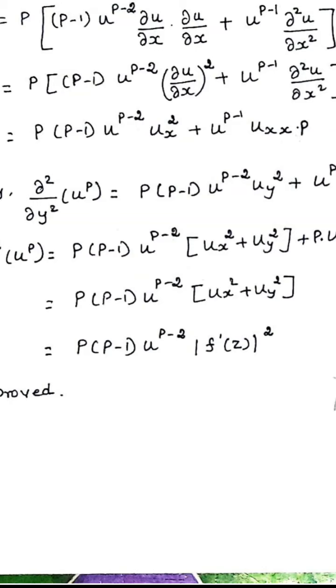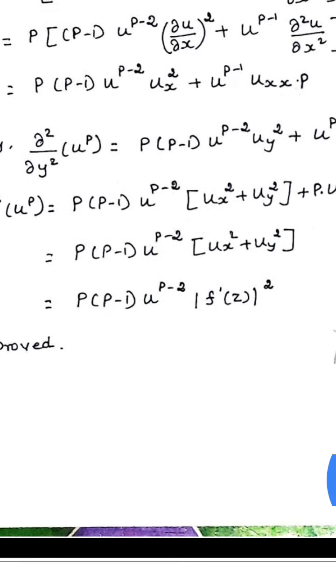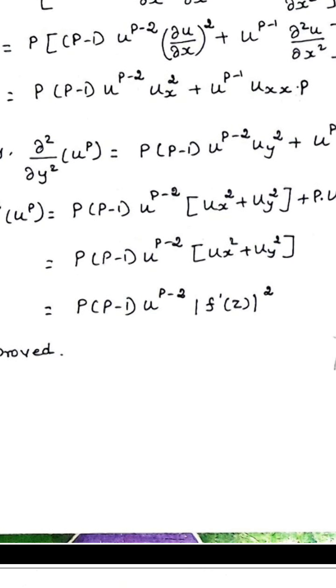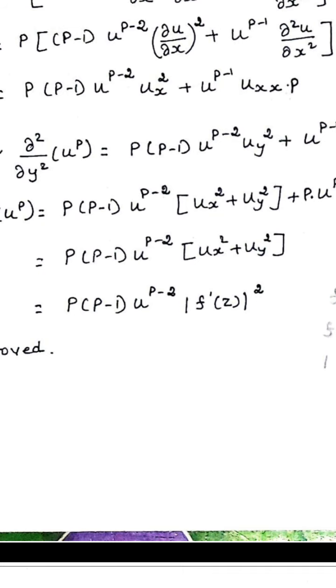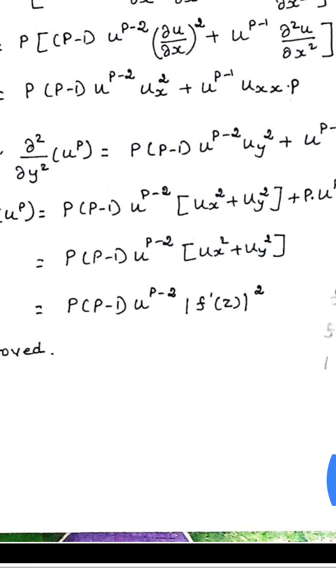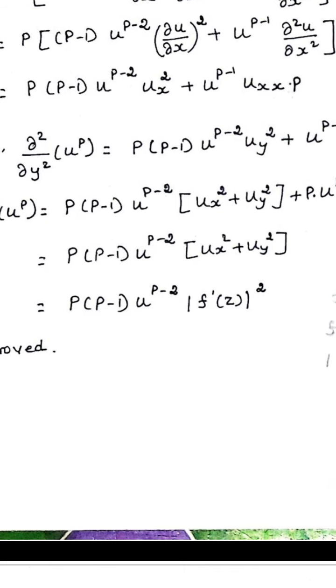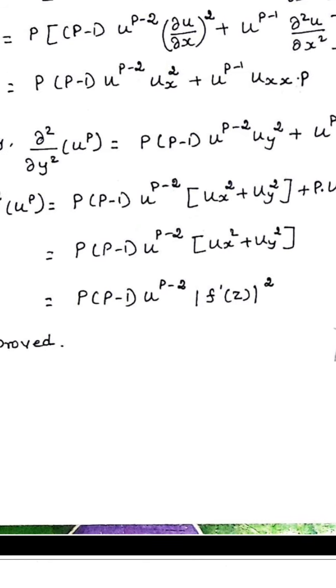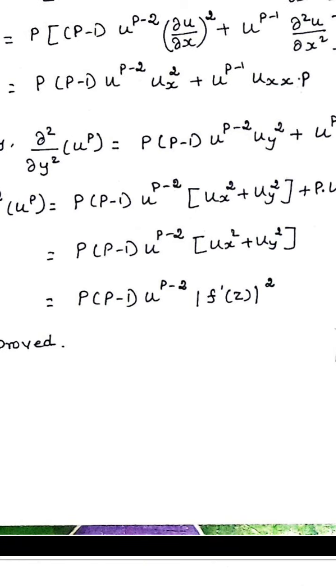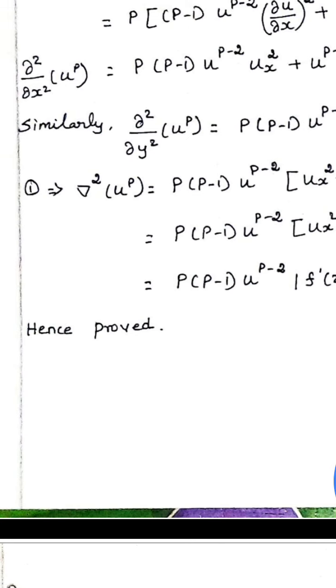In the next step I am bringing that p inside. So what answer will I get? p(p-1) u^(p-2) times dou u by dou x, which I can write as ux, the whole squared, plus u^(p-1), and I am writing dou squared u by dou x squared as uxx, into p. This is with respect to the x variable. That is what we found for dou squared of u^p by dou x squared.